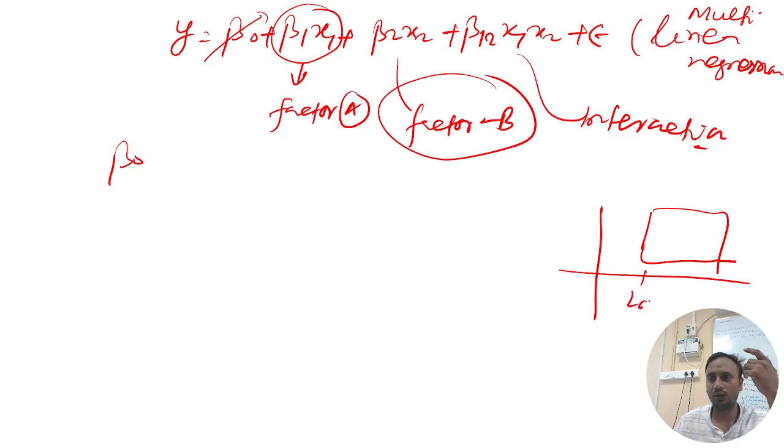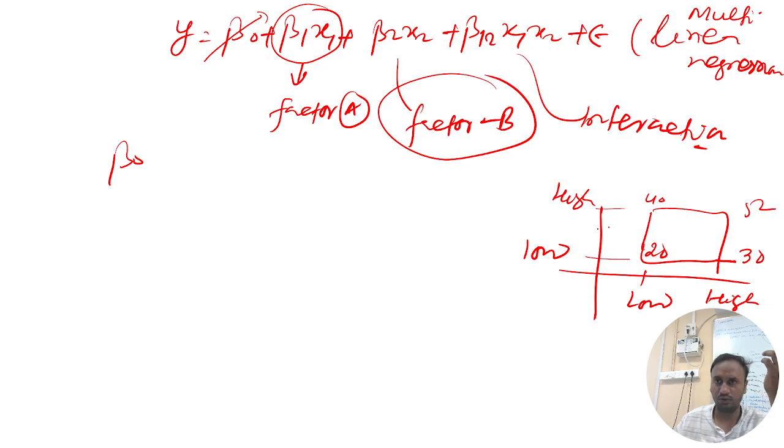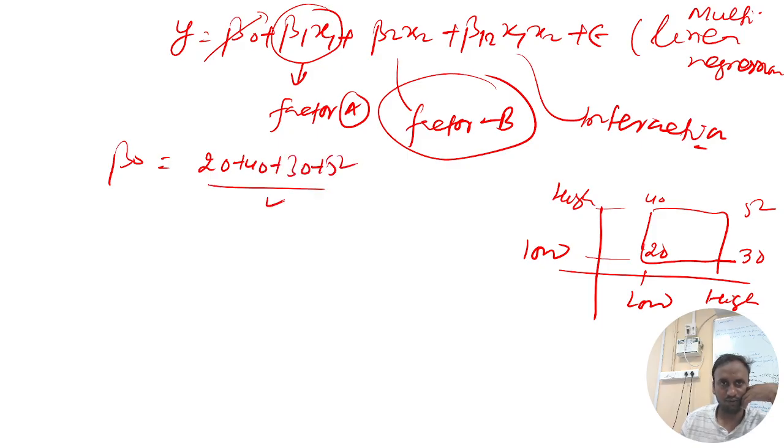Let's say this is low, high, high, low, and whatever the values were, they were 20, 40, 30, 52. So beta naught will be the summation of all, 20 plus 40 plus 30 plus 52, by 4. Let's say if it is x1, x2, x3, x4, it will be x1 plus x2 plus x3 plus x4 by 4. Is it? Okay.